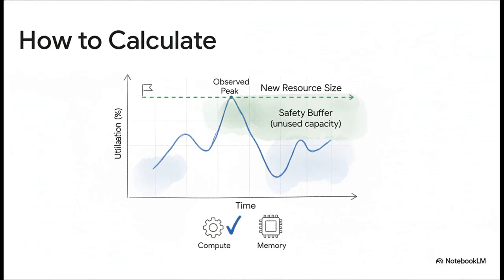But this is also a great time to ask another question. Are we even using the right type of instance? I mean, are you paying a premium for a memory-optimized machine when your app is really all about CPU? Making sure the instance family matches the workload, that's a huge part of this step.